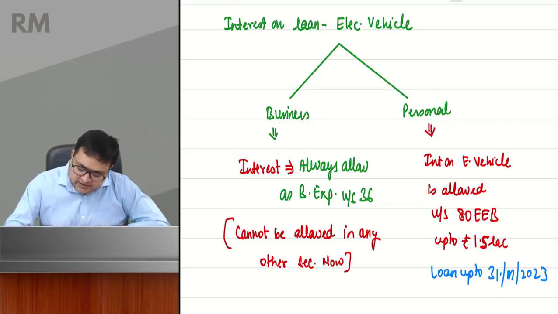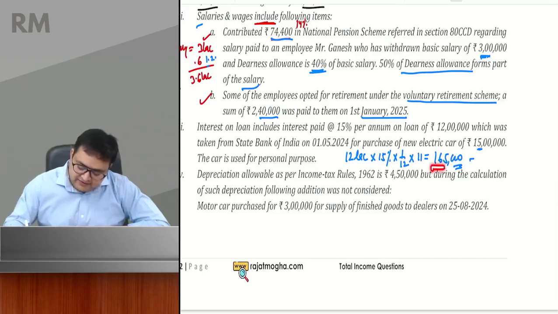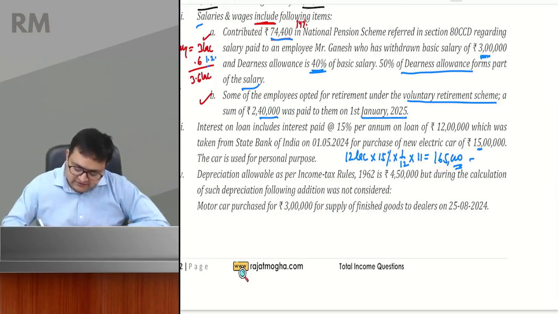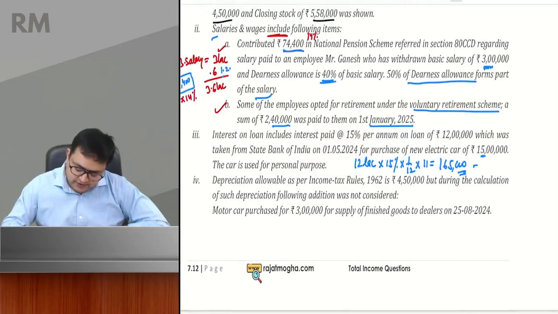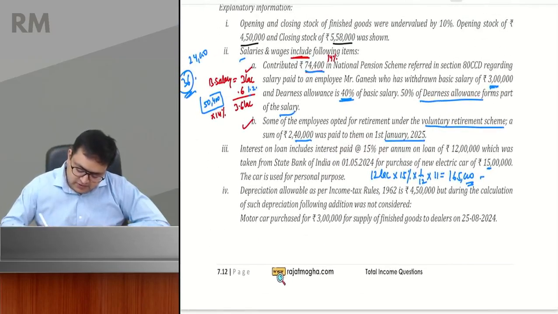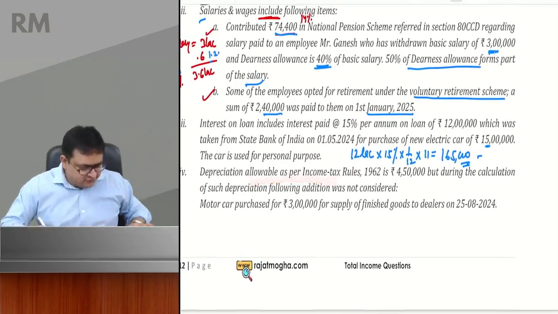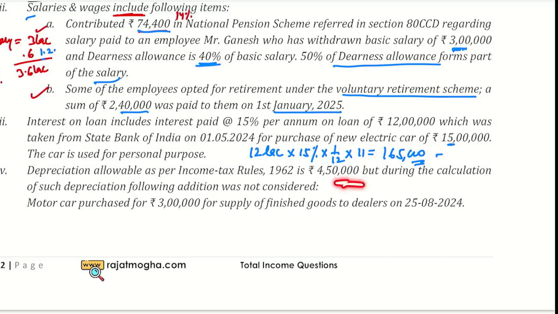So here in this question, 1,65,000 is a personal expense, it is not allowed. And you will not get deduction in 80EEB either, because the loan is taken somewhere after that date, 2023. Okay. Now, fourth, depreciation allowable as per income tax rules is 4,50,000.